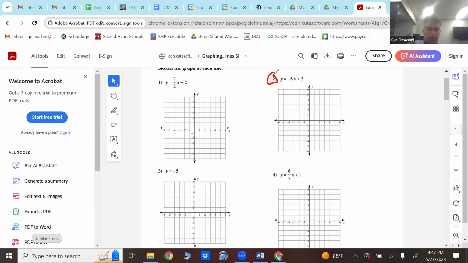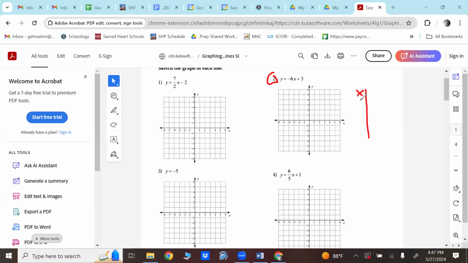You go try 2 now on your own. Okay, so here, can you set up the table though? Sure. Just put the numbers out and I'll do it. Shouldn't be that hard.